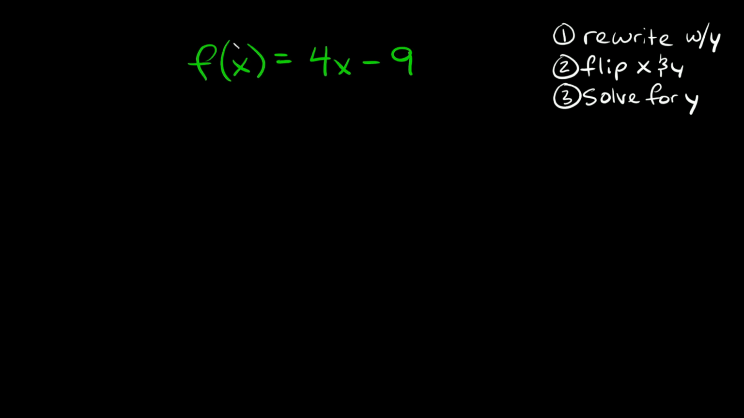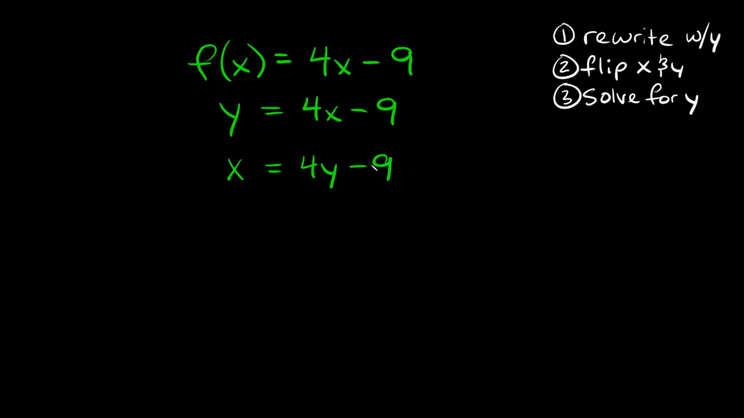So for example, here we have f of x is equal to 4x minus 9. Okay, so the first thing we're going to do is replace this f of x with a y. So we're going to say y is equal to 4x minus 9. Okay, and then we're going to flip the y and the x. So then we're going to say x is equal to 4y minus 9. Okay, and then lastly, we're going to solve for y.